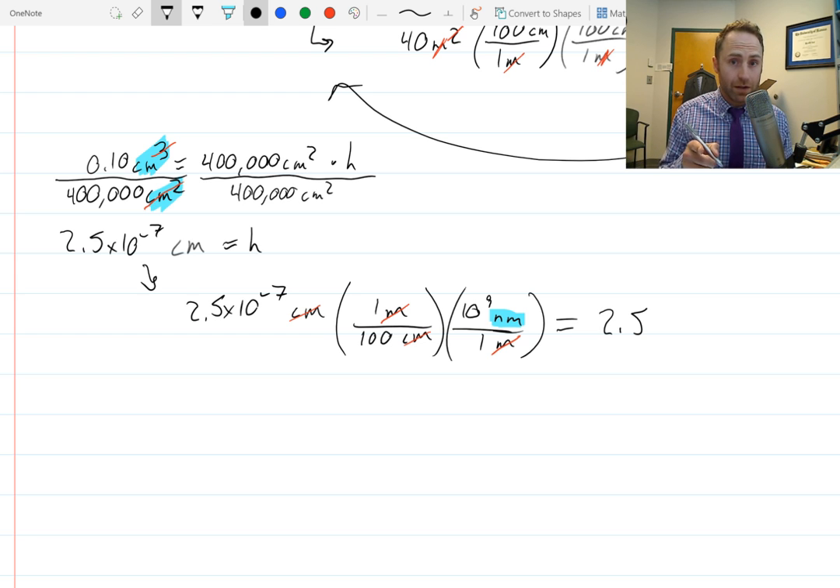But what are my units? That's right, it's in nanometers. So the height, the length of each of my oil molecules is, final answer, 2.5 nanometers. Thanks, and I hope that helped.